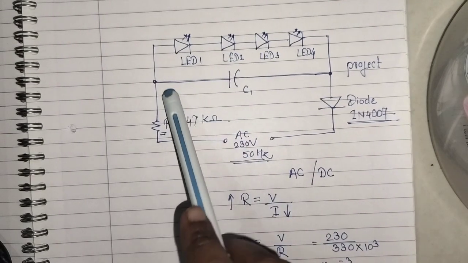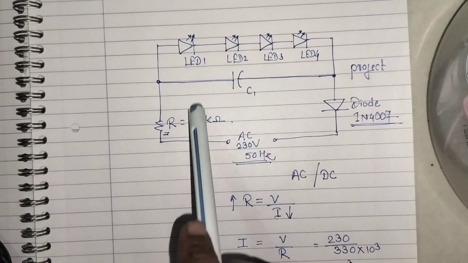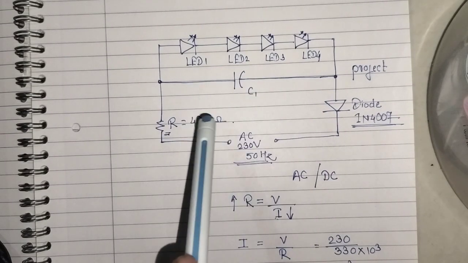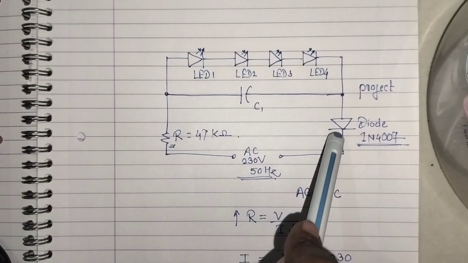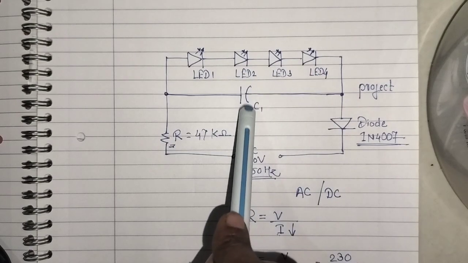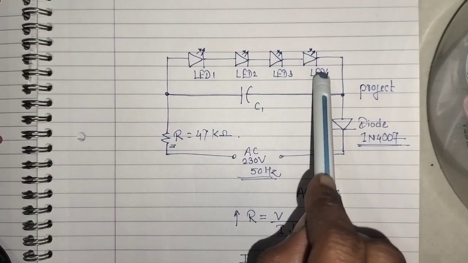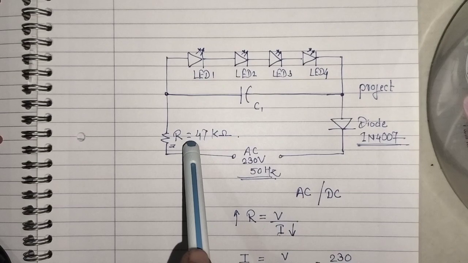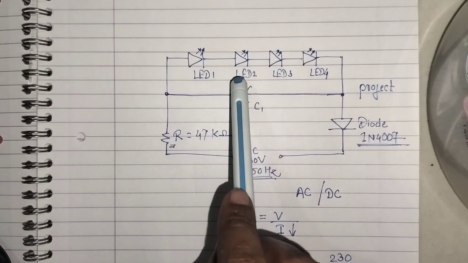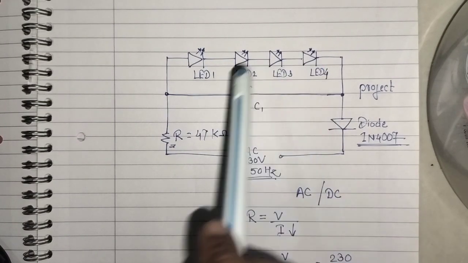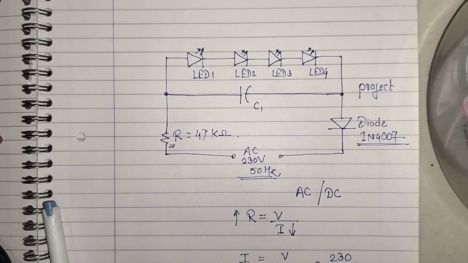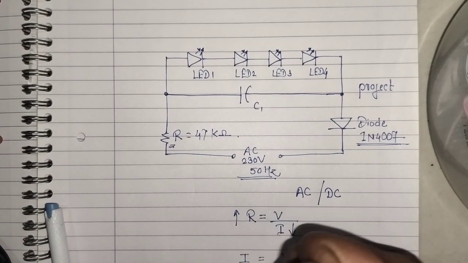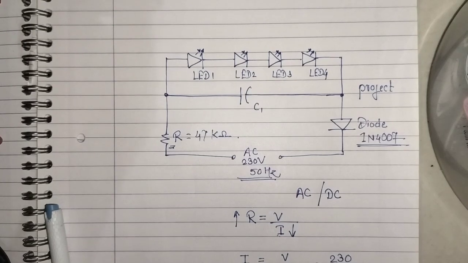So for the positive half cycle only we will see the current flow, and as the capacitor charges, for the negative half cycle, when the diode will not conduct, this capacitor will discharge. For the positive half cycle it will charge, and for the negative it will discharge. This is how the circuit will work. We will see that not on a breadboard; we will directly solder the components.